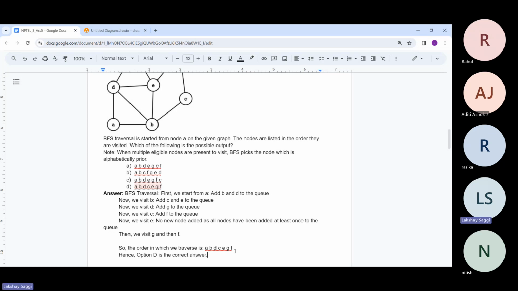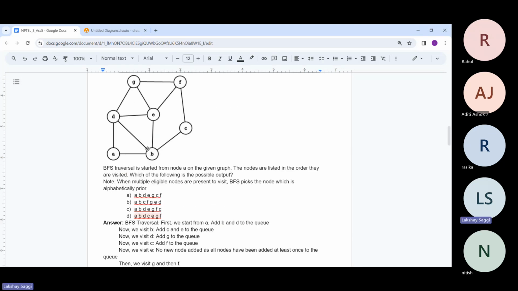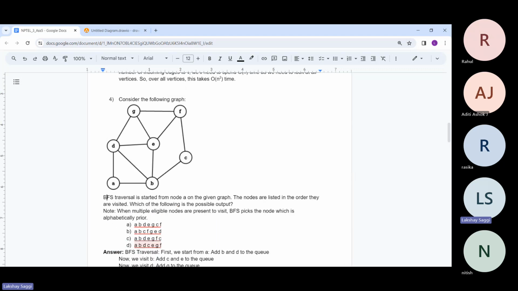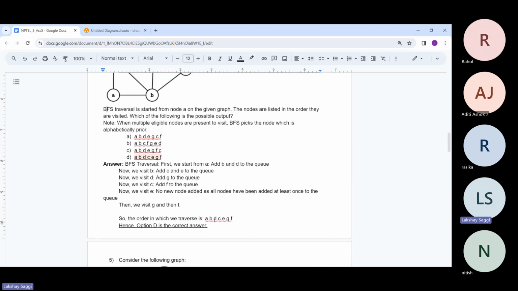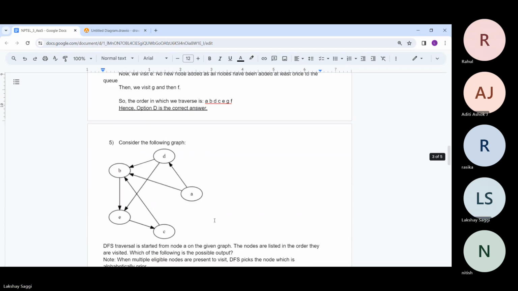And I'll just underline this also. Okay, so Rahul had already written in chat that option D is correct. So good job, Rahul. You were correct. So I hope this makes sense to everyone. So we did BFS traversal here. Similarly, in this week's assignment, you have to do DFS traversal. In DFS, some things will change. But I hope everyone gets an idea of how to do questions like these.